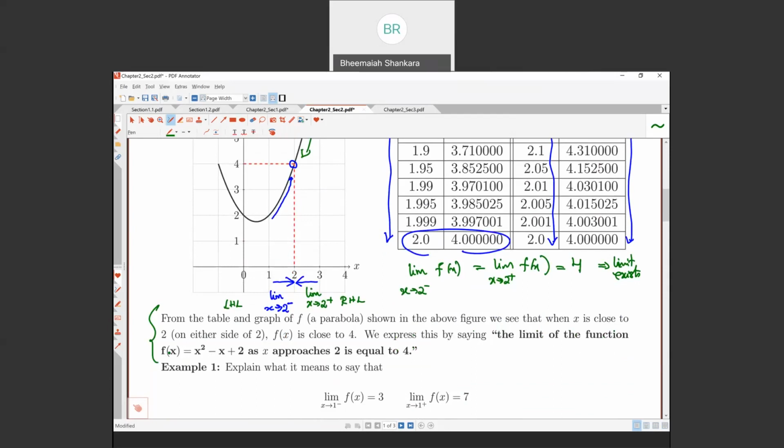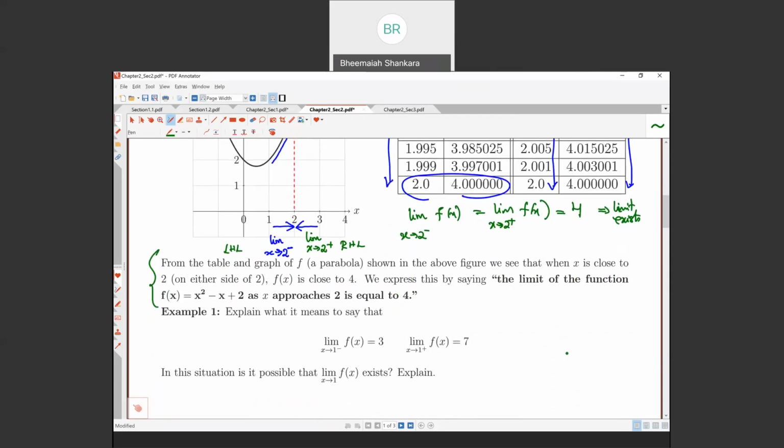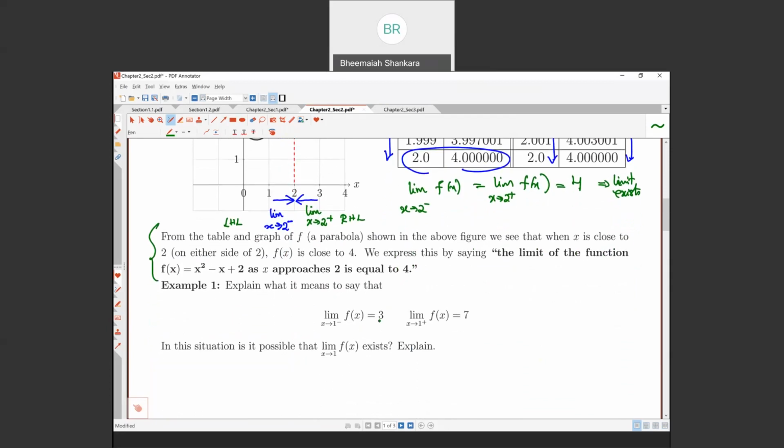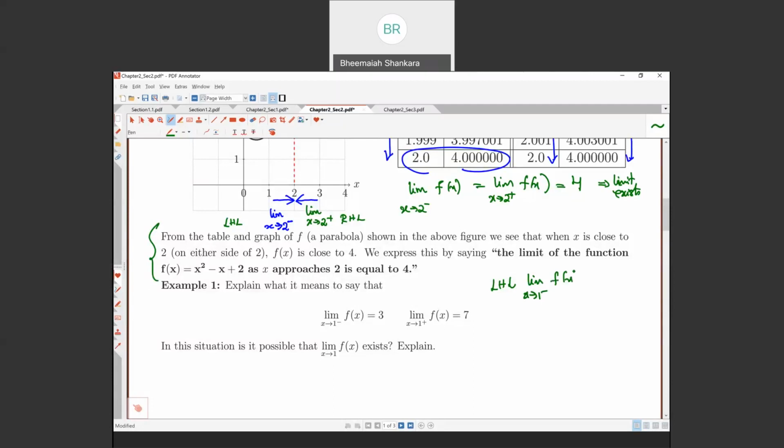Now let's do this example. Explain what it means to say that the limit as x approaches 1 from the left of f of x is 3 and the limit as x approaches 1 from the right of f of x is 7. So let's do this. The left hand limit, x approaching 1 minus f of x, is 3 and the right hand limit, x approaching 1 plus f of x, is 7.